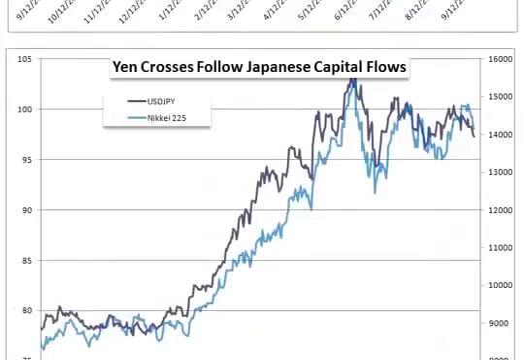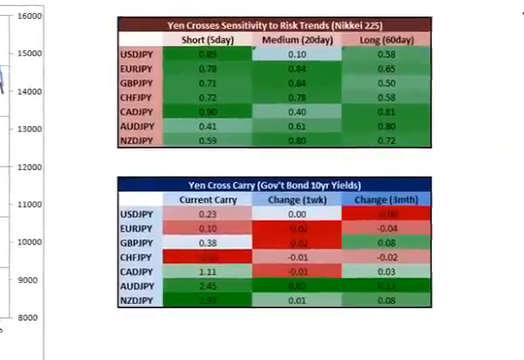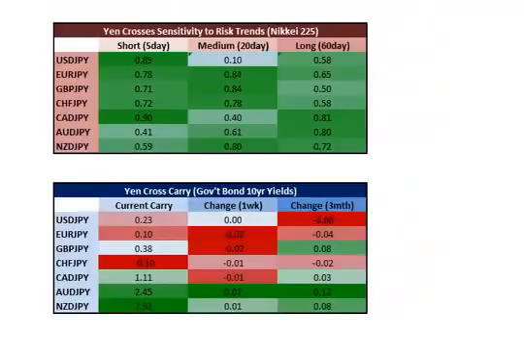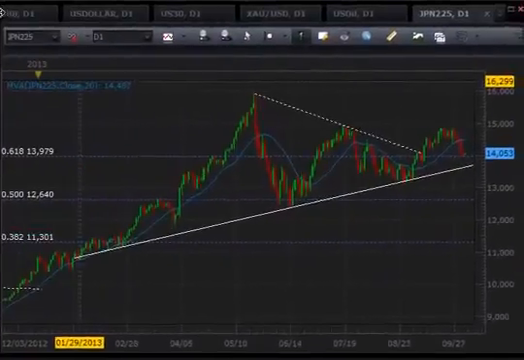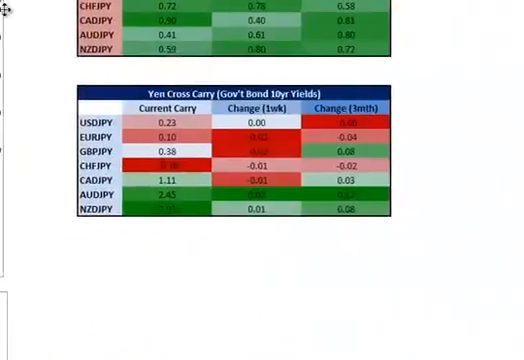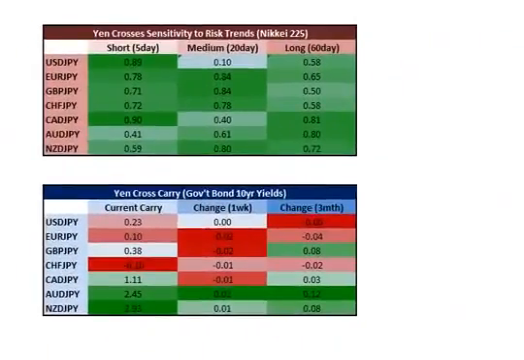All right. So what I did was I made a correlation table. The yen crosses' correlation to risk trends, the Nikkei 225. All right, so as we project the direction of risk trends, and we can see that in the Nikkei, we can assess which of these currency pairs is most sensitive to those risk themes. All right. Subsequently, we can also see where carry is strongest.